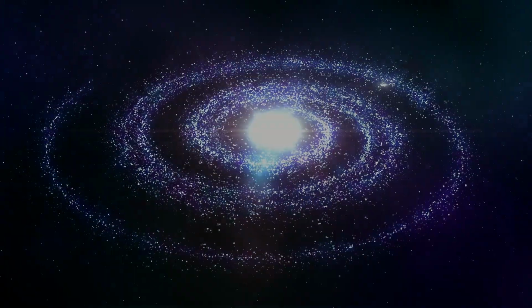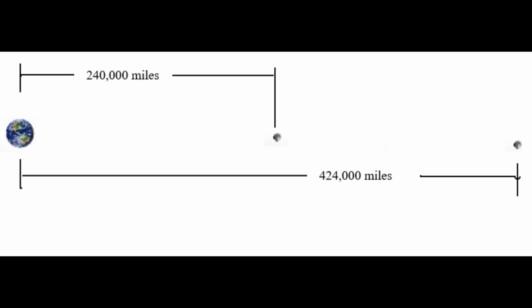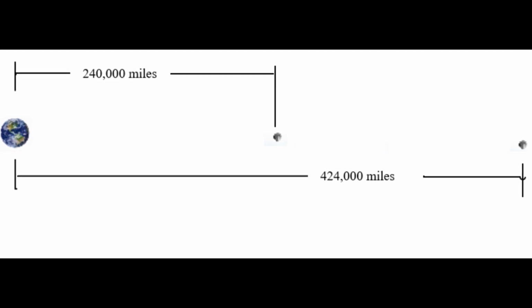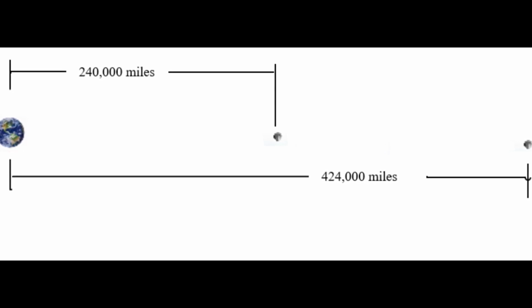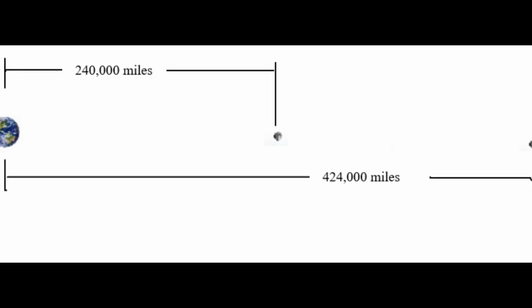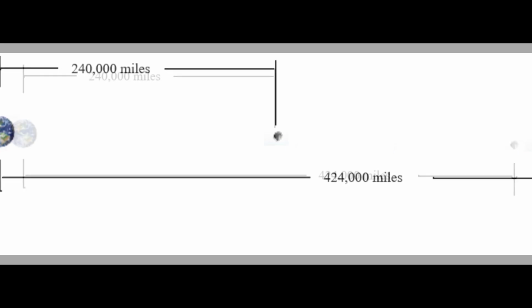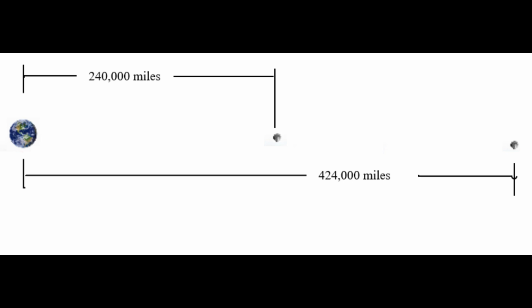Let's look back at that true scale distance of the Moon from Earth. It shows that the Moon, pictured at the center, is 240,000 miles from Earth. Now, let's pretend we have another moon, about 1 3/4 times farther away from Earth than our real moon. It's shown at the right, at 424,000 miles from Earth.